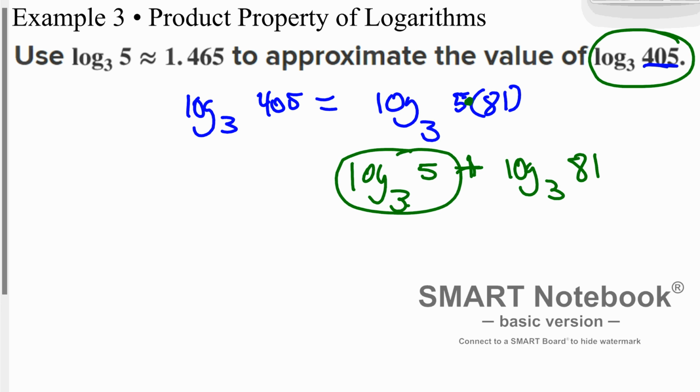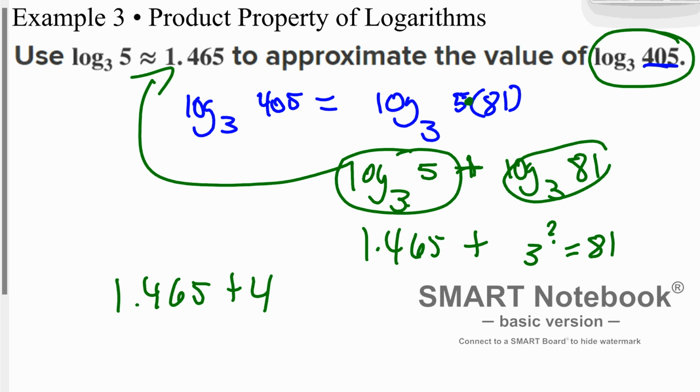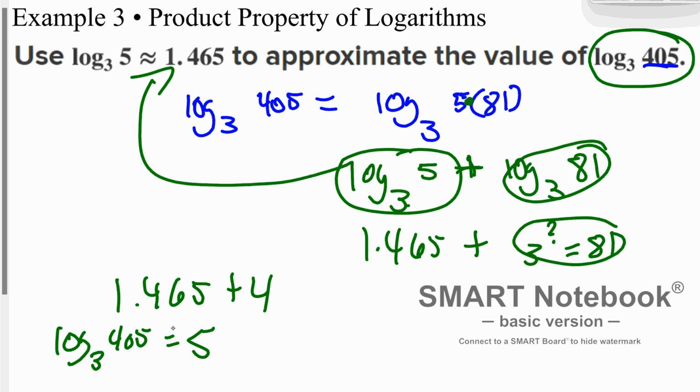Now I know this answer because they gave it to me, 1.465. And this one I can rewrite as an exponent. 3 raised to something equals 81. So 3 raised to what is 81? That would be 4, correct? So 1.465 plus 4, because 3 raised to what is 81? That's 4, so I can add those. So my answer of log base 3 of 405 equals 5.465.